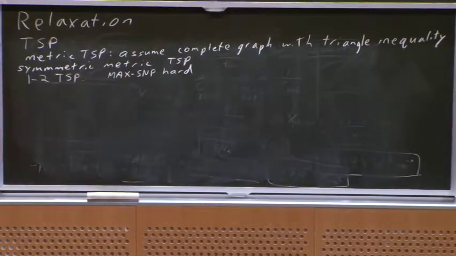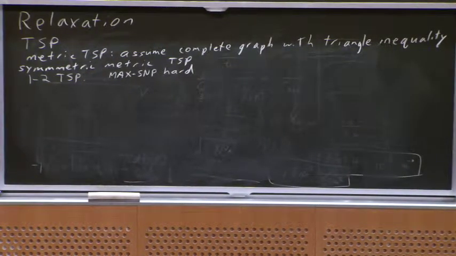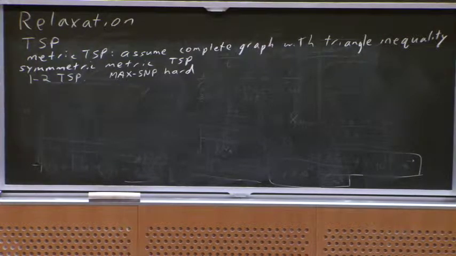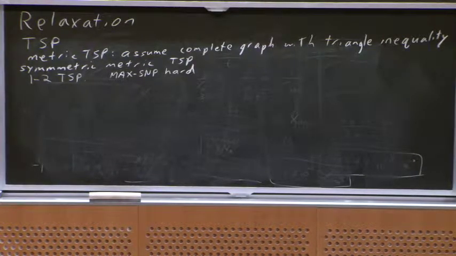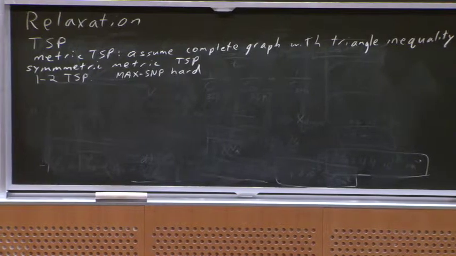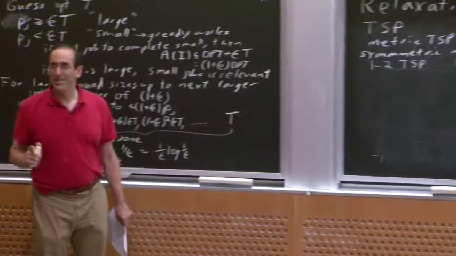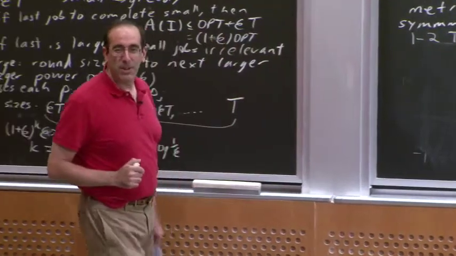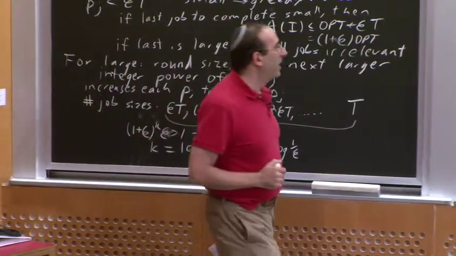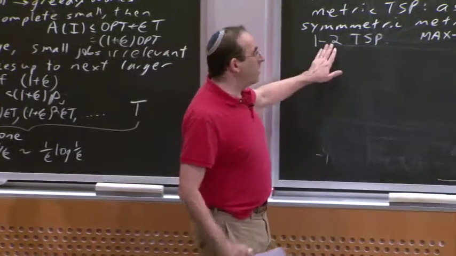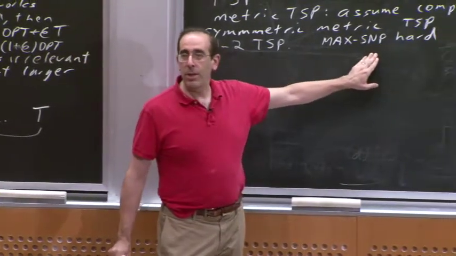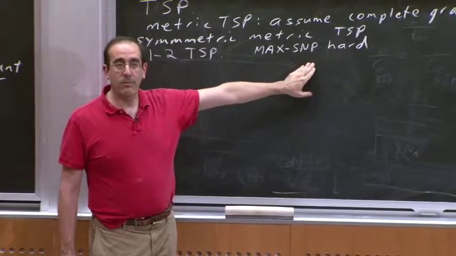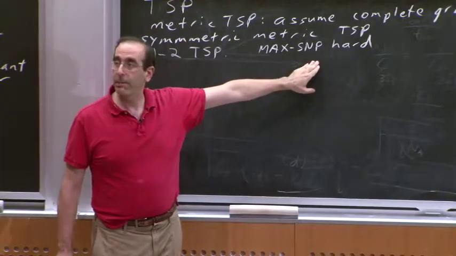Okay? So there's some constant within which you cannot approximate it. Is there a constant within which you can approximate it? 2, right? Take any path, any tour, right? That's going to be at most twice the cost of the optimum. All right? But even this restricted problem cannot be solved to within... there's no polynomial approximation scheme for it. There's some lower bound on its approximability.